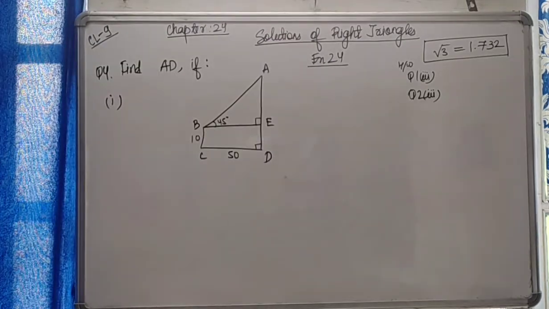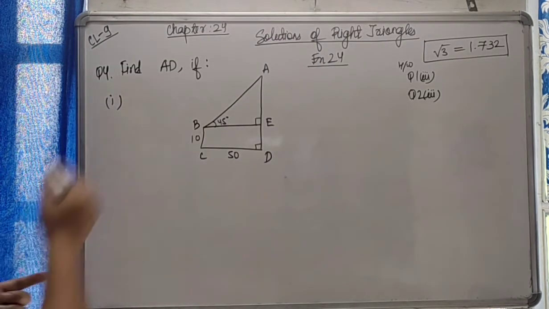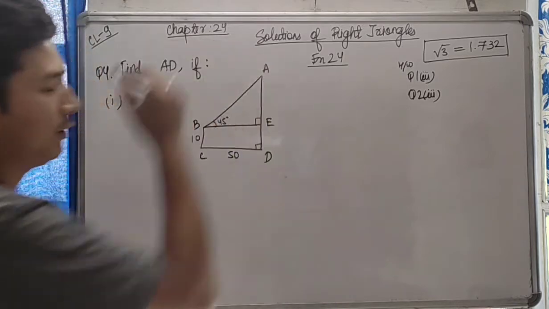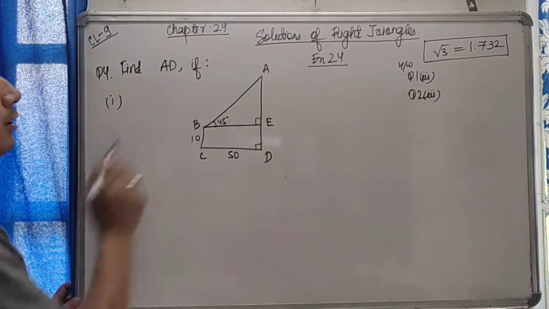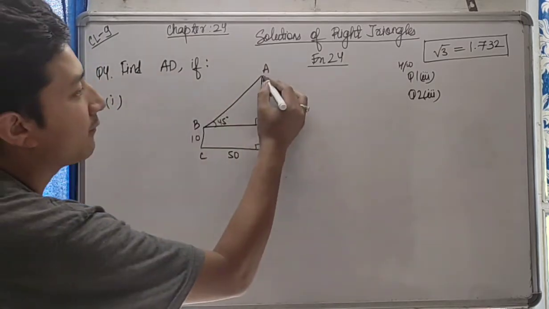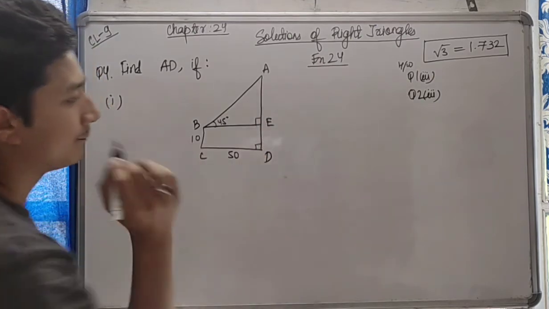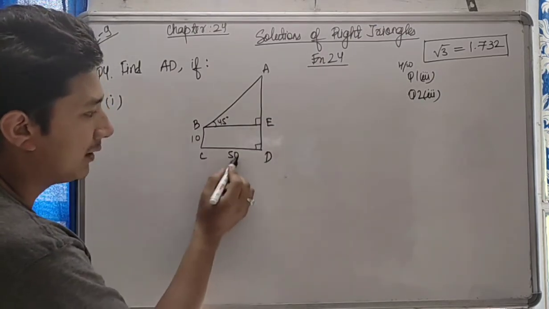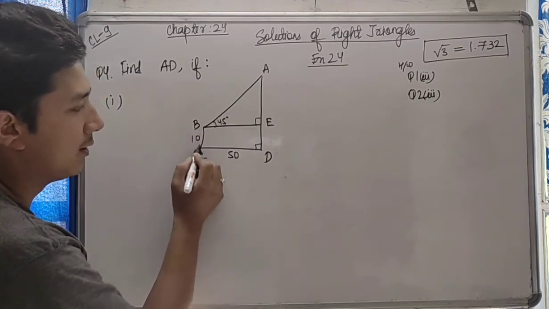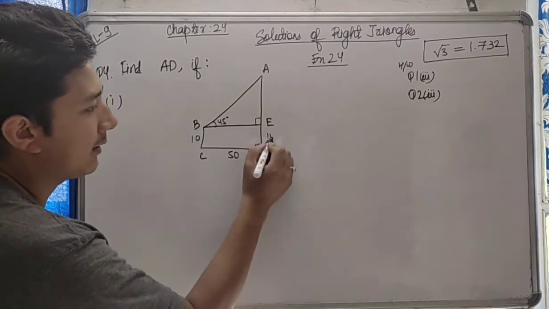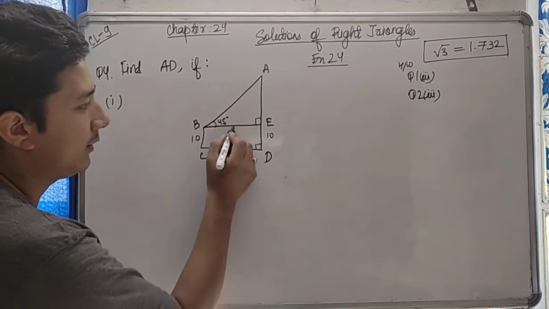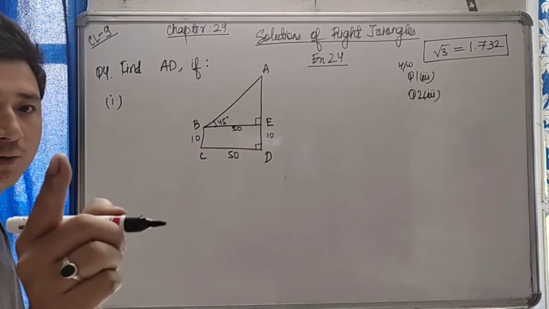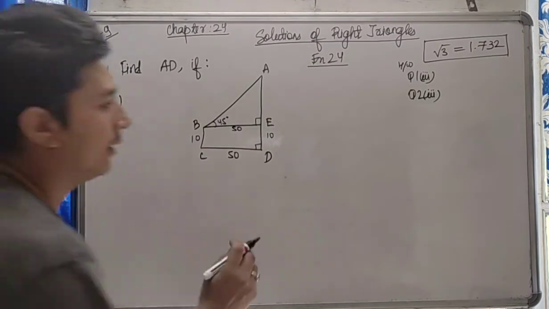Alright, boys, let's go to the last question for the day. That is question number 4, part 1. Make this figure first. And in this figure we need to find AD. So we need to find the length from here till here. Before that, let's see, down there is a rectangle whose length is 50 and breadth is 10. So if this is 10, then this side is also 10. If this is 50, then this side is also 50. Clear, boys? Very good. So now this I know.